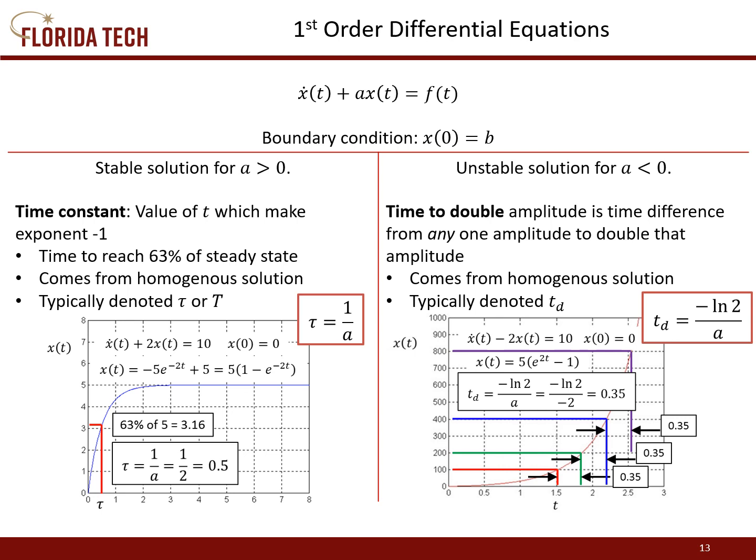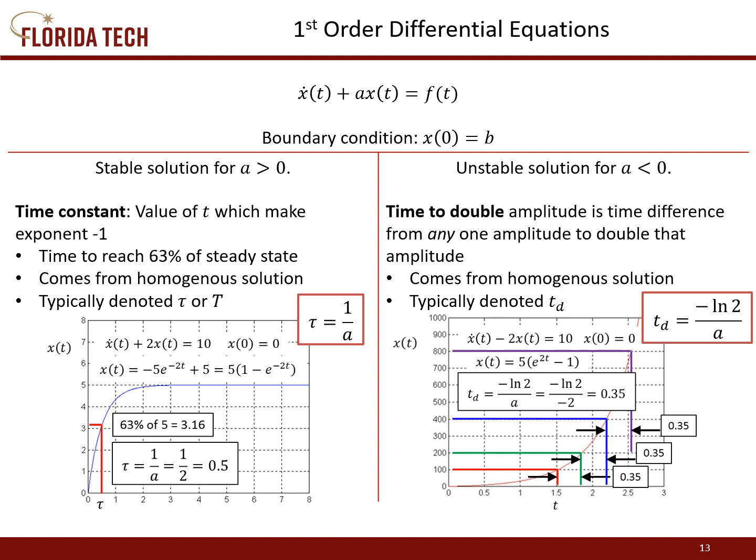Now, in terms of airplane specifications, they're going to either specify a time constant or a time to double. Time constant is the value of time which makes the exponent minus 1. On a graph, it's going to be the time it takes to reach 63% of the steady state solution. And really, we only need the homogeneous solution to figure out what the time constant is. It's typically denoted with tau or capital T, and mathematically, it's simply just 1 divided by the value of A.